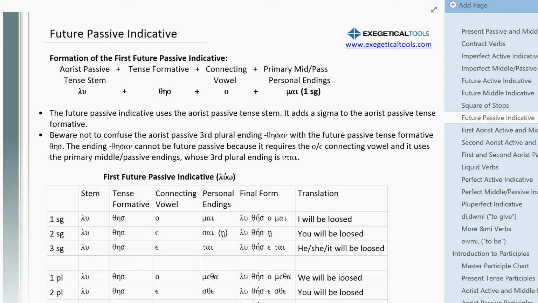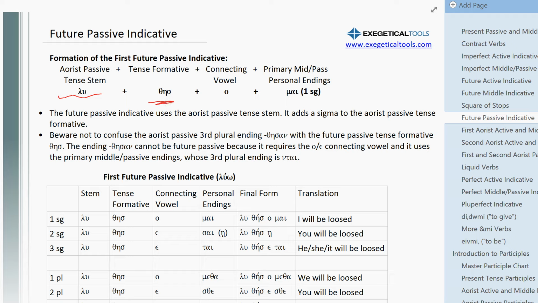And there are four constituent parts that you need to look at. There's, first of all, the aorist passive tense stem, which again for luo is just lu, but we'll see down below an example of a tense stem that looks different from the present active indicative. So luo just has lu. And then the tense formative is thēs.